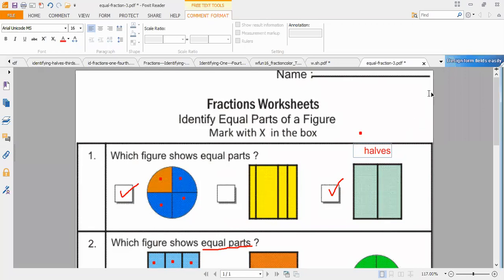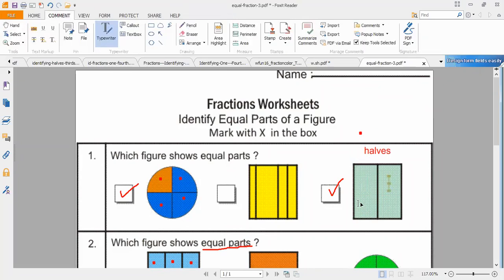Do you want to say something? I want to say I don't remember the half. I'm saying it now. The halves means two equal parts.